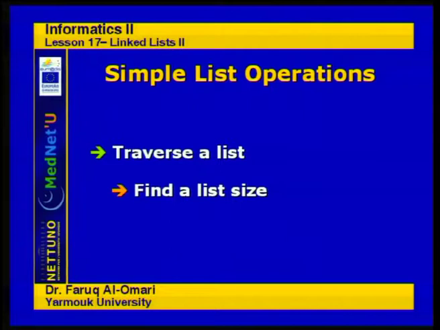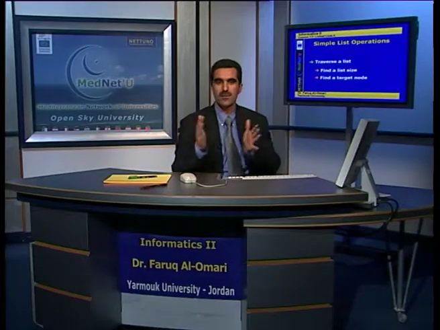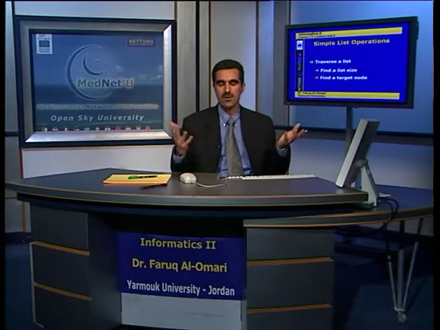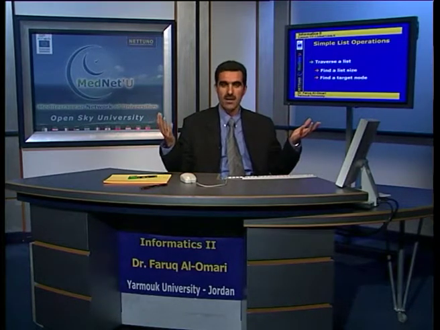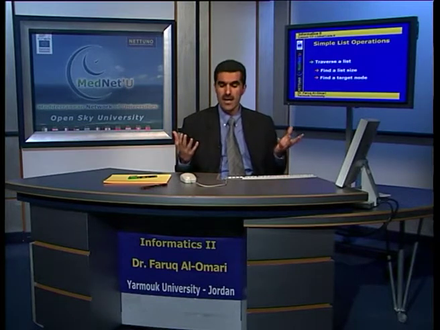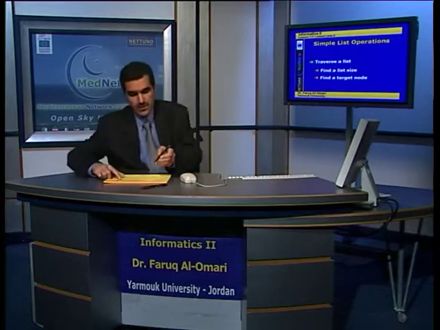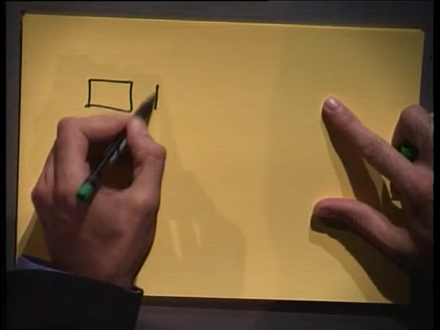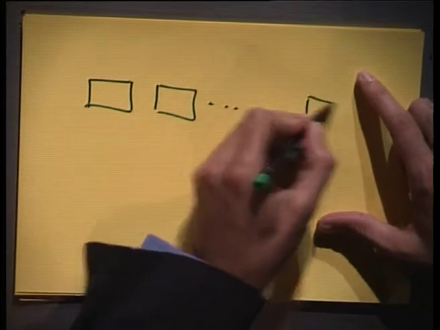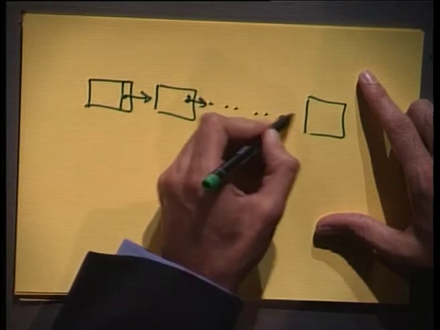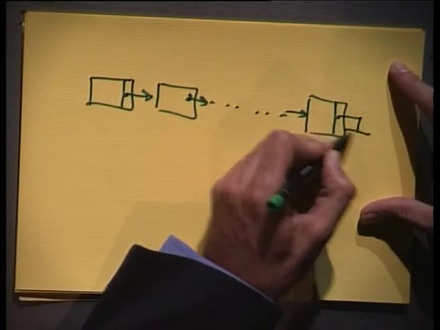I could find the size of the list, the number of nodes in there, or find a target node, searching for a particular target in the list, and maybe any other kind of operation on the nodes. It sounds very simple and trivial. However, it's very important to remember that the list we have now is no longer contiguous like it was in the array, but rather the nodes are linked together by a set of pointers from one to another till I reach the end of the list.